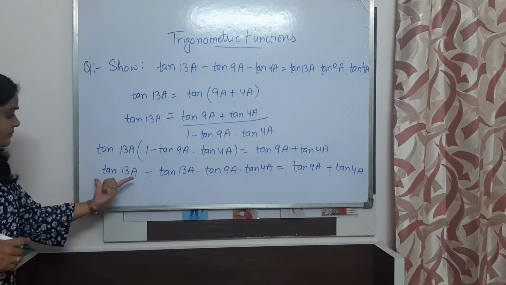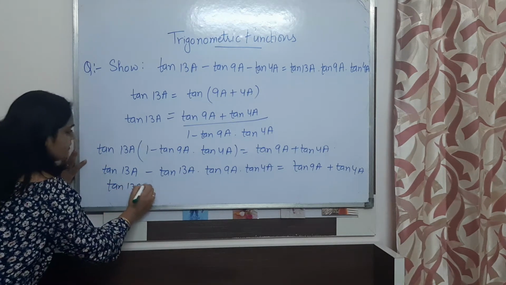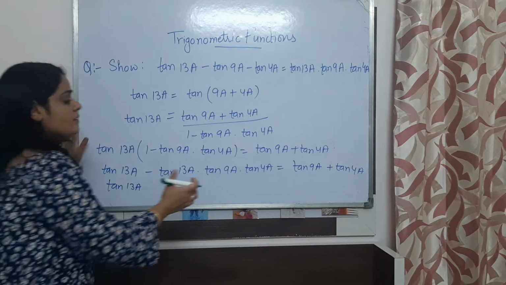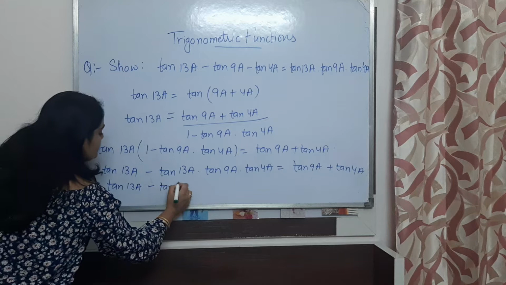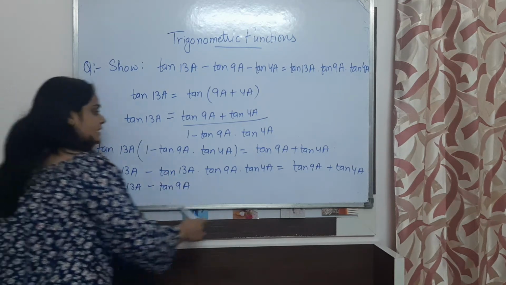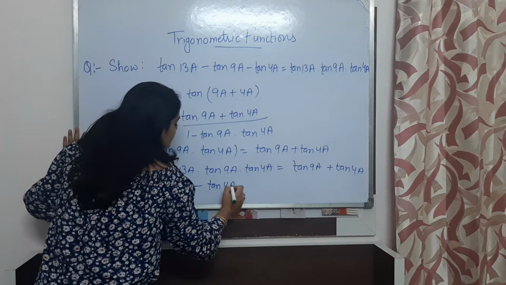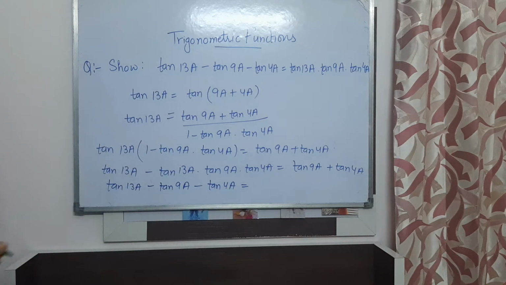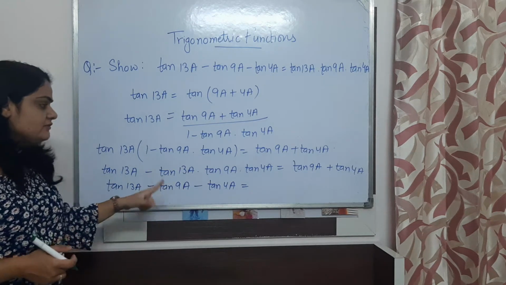Now tan 13a, I am writing it as it is. Tan 9a is with a plus sign; when it comes to this side, it becomes negative. Here tan 4a is also with a positive sign; when it comes to this side, it becomes negative tan 4a, and this term is with a negative sign.